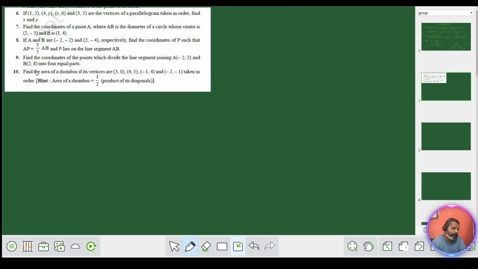Ninth one. Okay. Let's see the ninth one. It's a kind of similar thing. Find the coordinates of the points which divide the line segment into four equal parts, which we saw in the trisection part. It's the same way. I won't solve this, I'll give a hint for this. It will be a kind of lengthier one. So A is given as minus 2, and B is given as 2 comma 8.